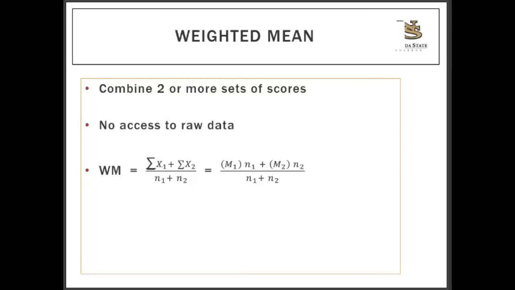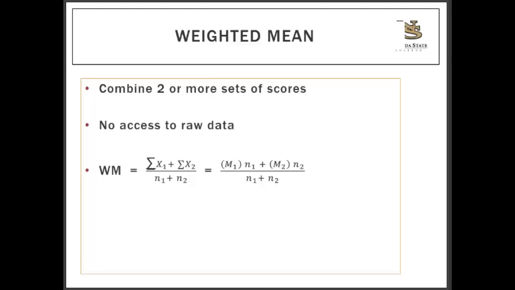Okay, so moving on to the weighted mean. So the weighted mean is really useful when you want to combine two or more sets of scores. So you can see that this formula here really just represents a situation when you have two sets of scores. So if you look at the formula, you'll see the little subscripts, the 1 and the 2. That represents the sum of all scores for sample or population 1, and the sum of all scores for sample 2.